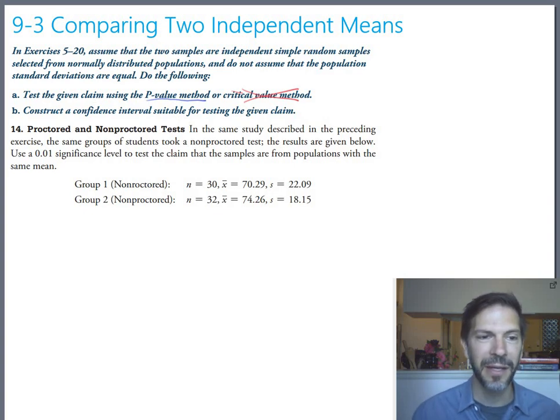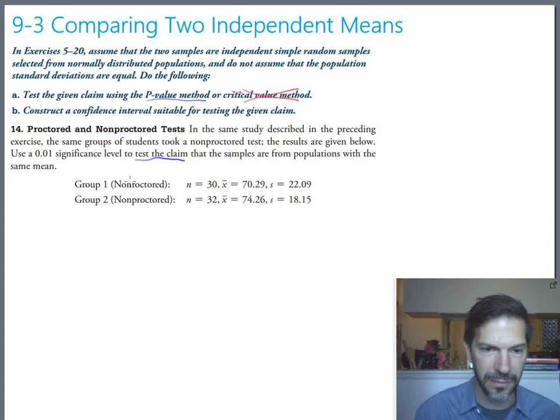Let's take a look. 14 says, same study as preceding exercise number 13. Same groups of students took a non-proctored test. Results are given below. Test, okay, here's the important part, right? Test the claim that the samples are from populations with the same mean. So group 1, group 2, both non-proctored. There's a little typo in your text right there. Non-proctored.